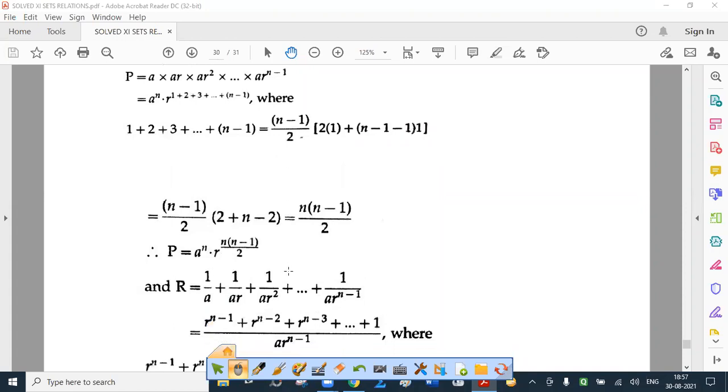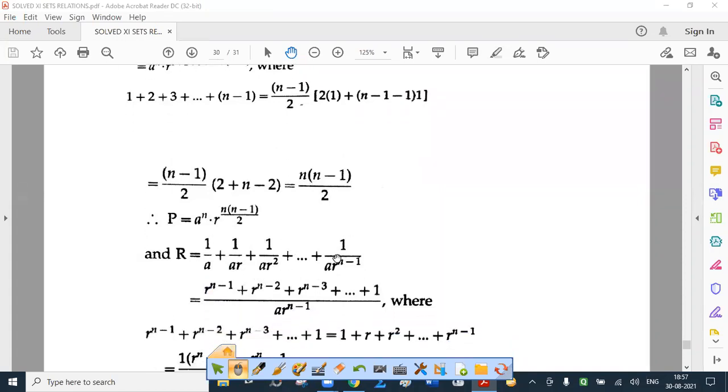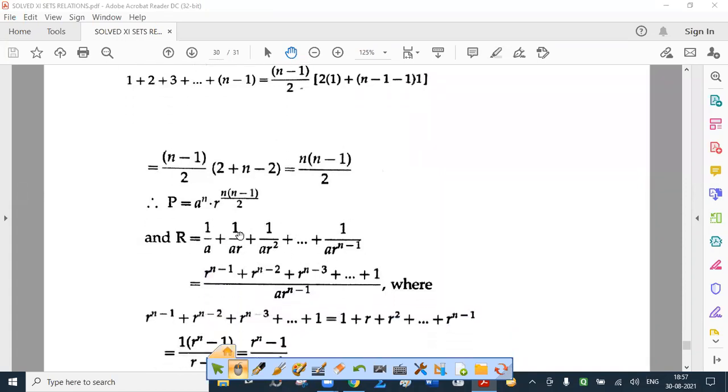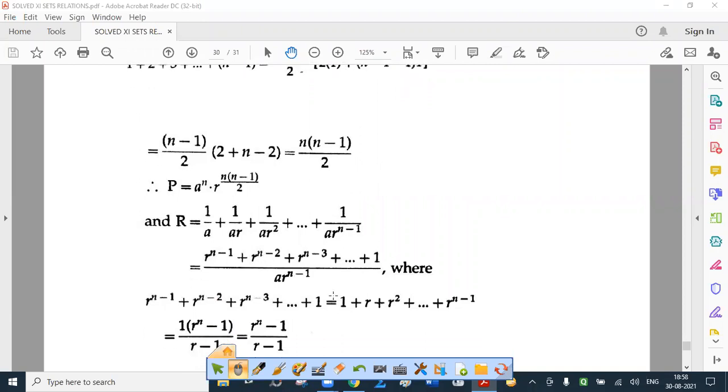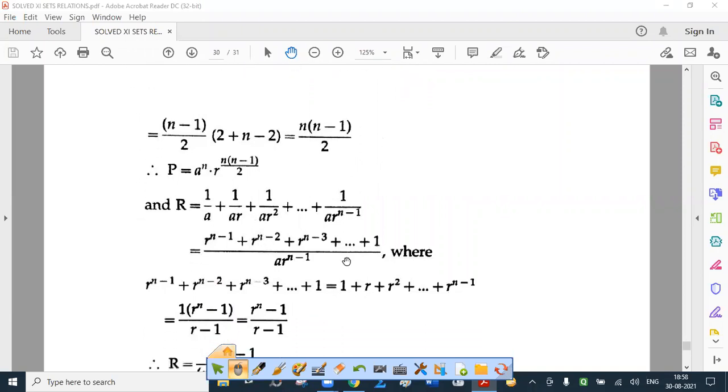According to them, R is the sum of reciprocals. So these are the reciprocals. Now, I have written this directly. I hope you understand this. Again, these terms are in GP. These terms are in GP. And what is their sum? Okay, I'll explain this once again.